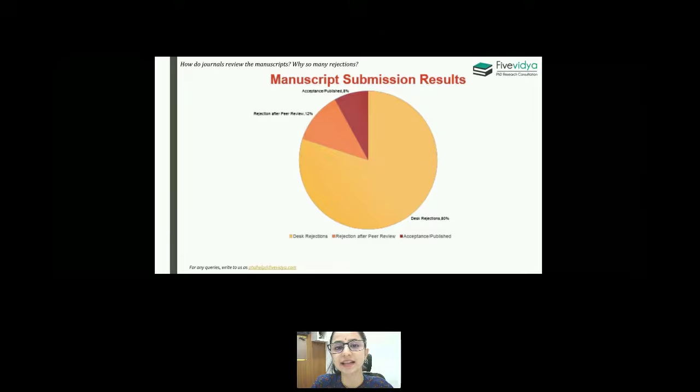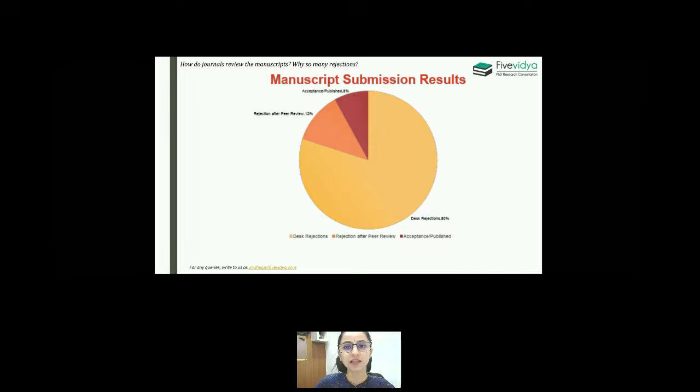Moving ahead with statistics of the submission results, as we all make submissions before our PhD paper publishing. These results show that out of 100 papers submitted, almost 80 are rejected in the first 3 initial screening stages, which I already told you earlier. Out of these, you are left with only 20 papers. And out of these 20 papers, 12 get rejected at the peer review stage, and the remaining 8 are extraordinarily good and finally get accepted to be published.